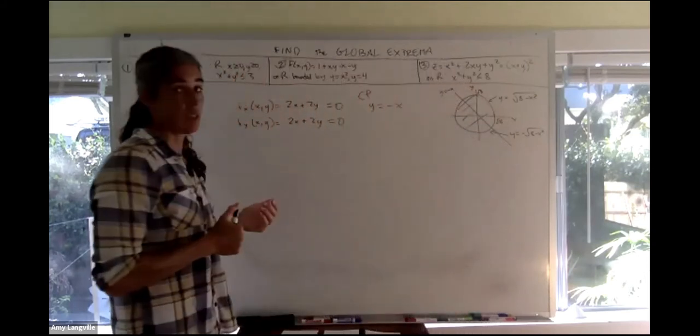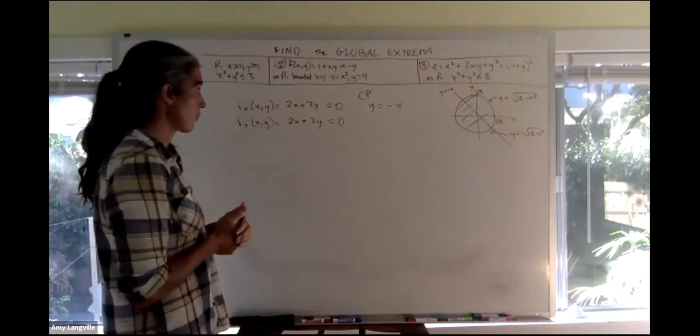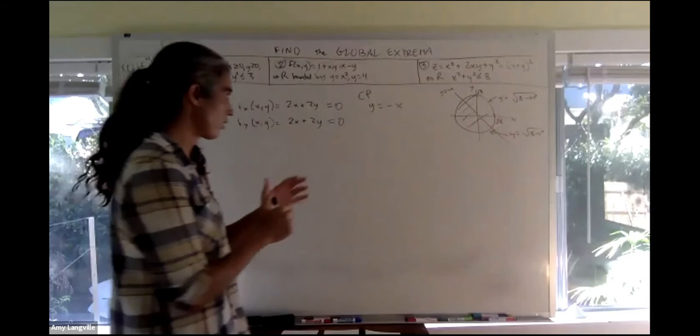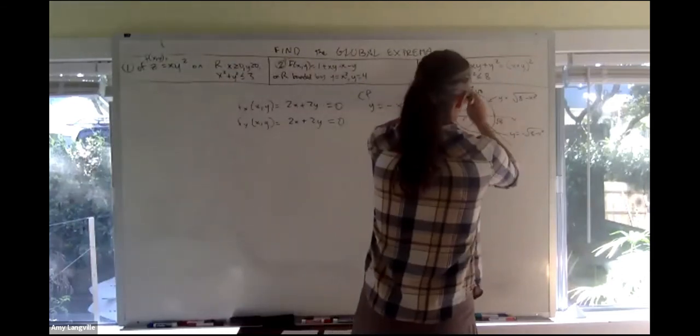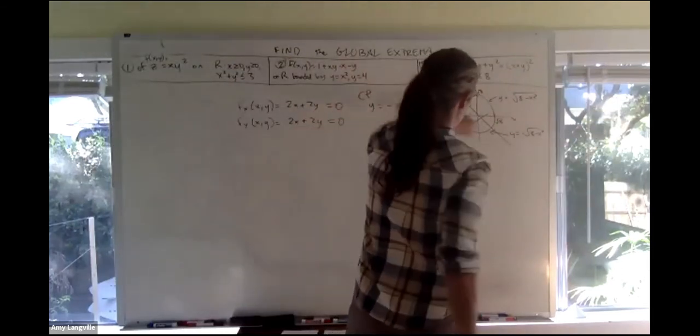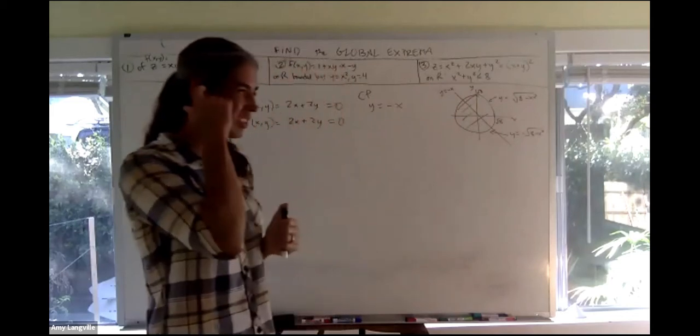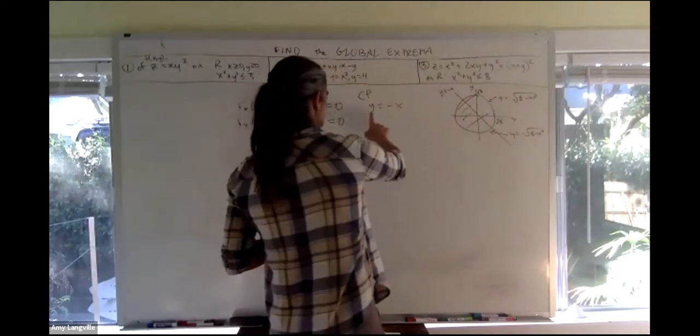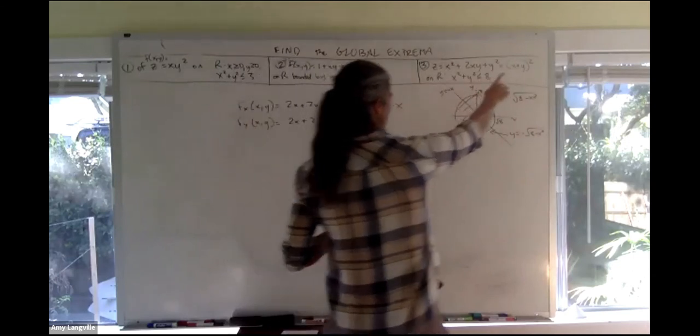Those are CPs. Those are good places to look for local extrema for this problem. So rather than thinking about this restricted domain over the entire domain, these would be good places to look for local extrema. Well, does that make sense? Let's think about it. When y equals negative x, what happens to our function?